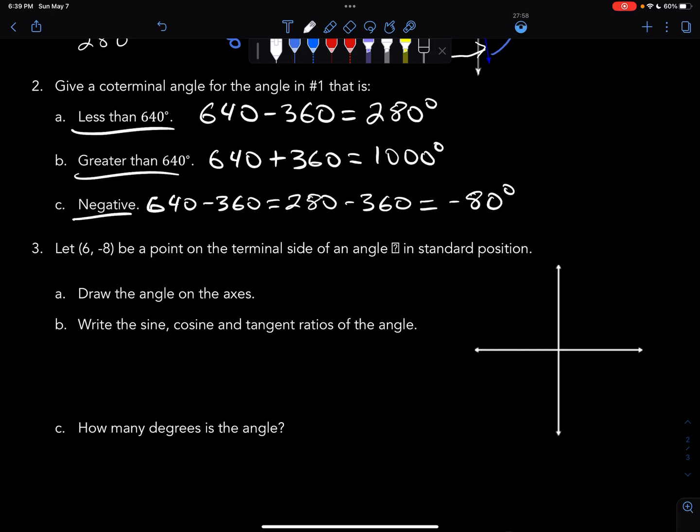Okay, number 3 here. We have a point at 6, negative 8. So we're going to draw in our triangle. Over here we have 6, and then we're going to go negative 8. We're going to draw back to the origin. So our right angle is there. Theta is always at the origin.